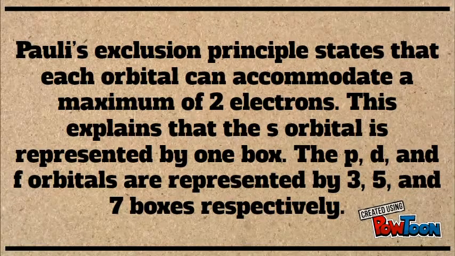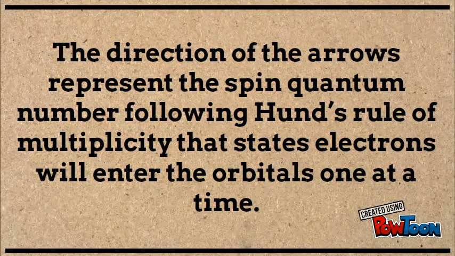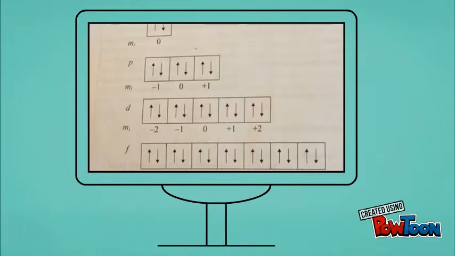Pauli's exclusion principle states that each orbital can accommodate a maximum of 2 electrons. This explains that the s orbital is represented by 1 box. The p, d, and f orbitals are represented by 3, 5, and 7 boxes respectively. The direction of the arrows represents the spin quantum number following Hund's rule of multiplicity, that states electrons will enter the orbitals one at a time. The picture represents Hund's rule of multiplicity.